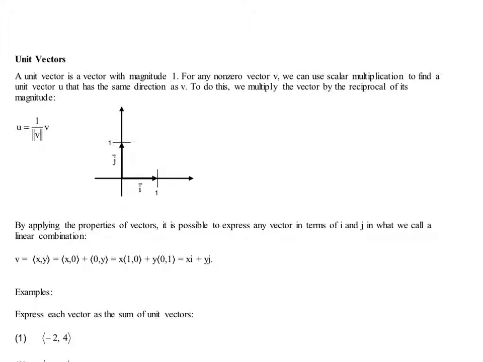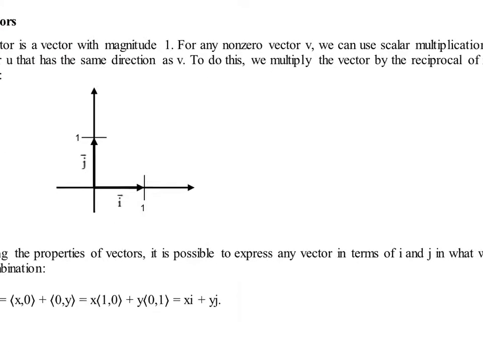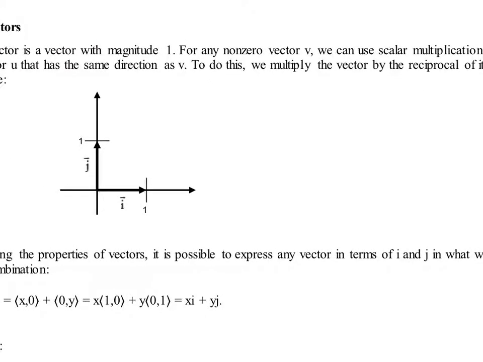Very good. So, unit vector, the vector with magnitude of 1. So that's easy enough. A unit circle is a circle with a radius of 1. So a unit vector is a vector with a magnitude of 1. All right, for any non-zero vector v, we can use scalar multiplication to find a unit vector u that is the same direction as v.